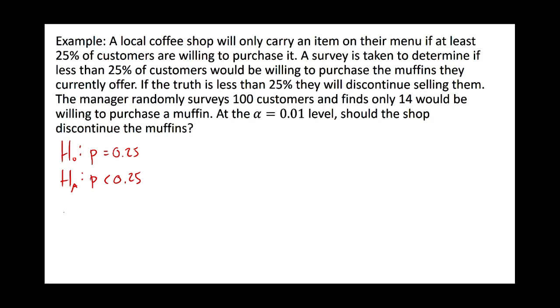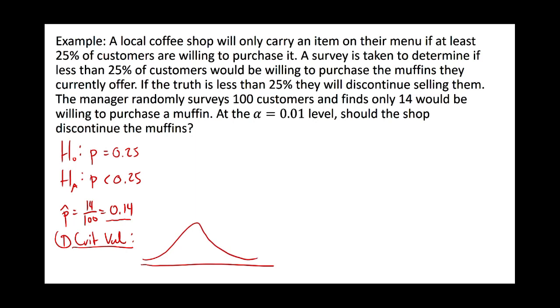Now, in their case, what was their sample proportion? 14 out of 100. Okay. All right. So that's 0.14. We'll need that. So then we can go ahead and get our critical value. Yeah, so we're going at the alpha 0.01 level. And it's a left-tailed test like the last one. And so, yeah. Negative 2.33.